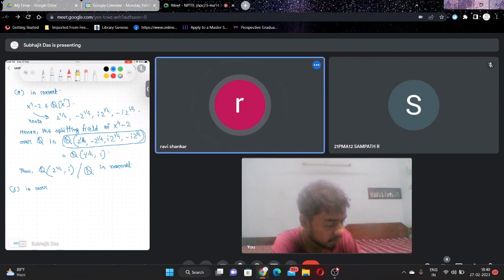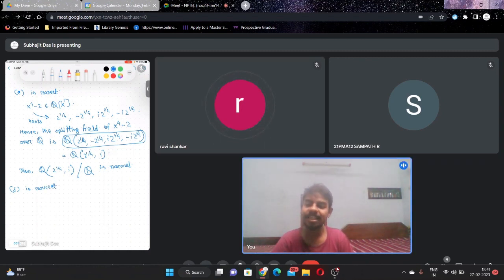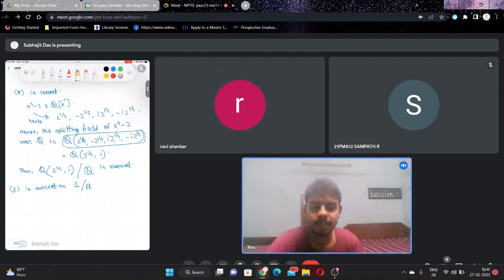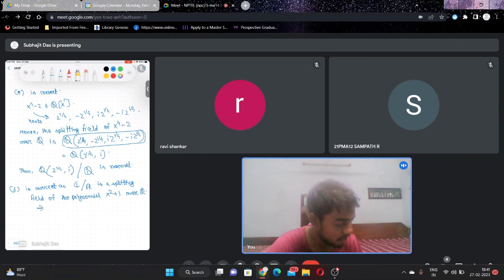You can do it in various ways. First of all, C over R is indeed a splitting field of some polynomial over R, right? Which polynomial? We just mentioned it. X square plus 1. Yes, that's an equation, but if I am asking about the polynomial, you can just say x square plus 1. Yeah, so C over R is a splitting field of the polynomial x square plus 1 over R, which implies that C over R is normal.